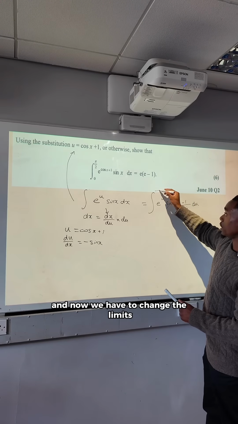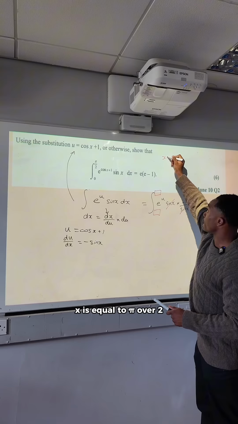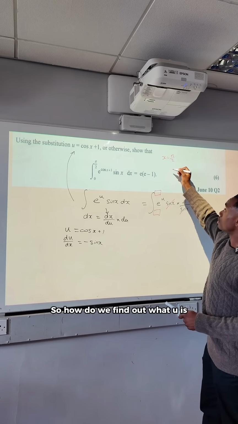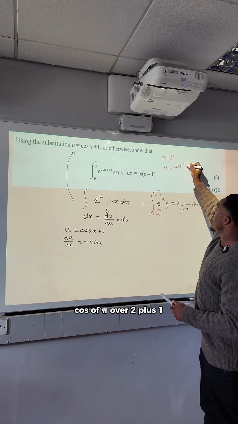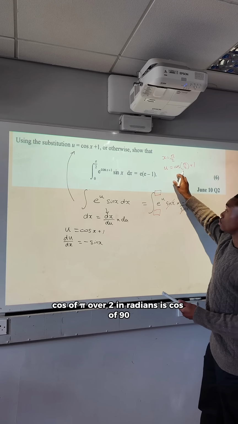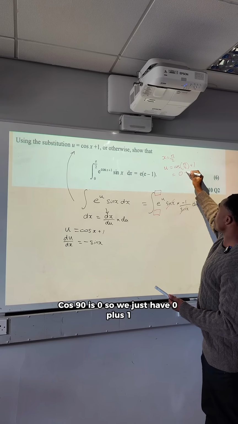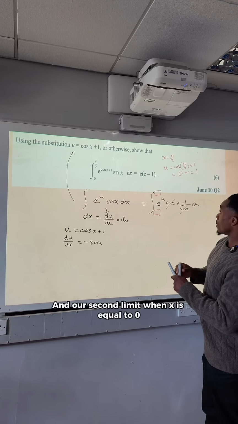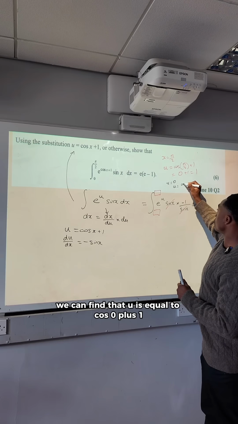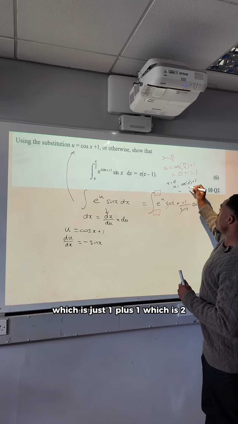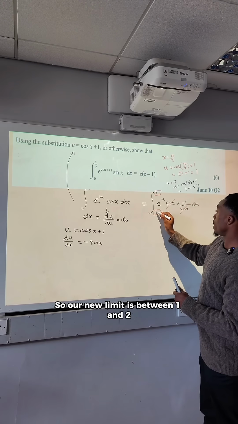And now we have to change the limits. What we started with at the beginning was pi over 2, that is x is equal to pi over 2. So how do we find out what u is? We just need to do cos of pi over 2 plus 1. Cos of pi over 2 in radians is cos of 90, and cos 90 is 0. So we have 0 plus 1, which is 1. For our second limit, when x is equal to 0, u is equal to cos 0 plus 1, which is 1 plus 1, which is 2. So our new limit is between 1 and 2.